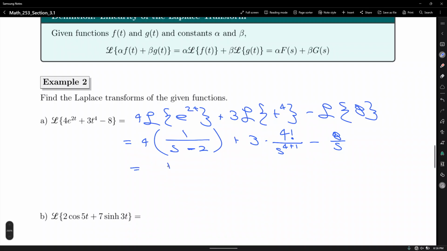So this will be 4 over s minus 2 plus, okay, 4 factorial. What is that equal to? 4 times 3 times 2, 24. 24 times 3, is that 72? 72 over s to the fifth power. My s's sometimes look like 5s, all right? This is s and this is 5. And then minus 8 over s, all right?